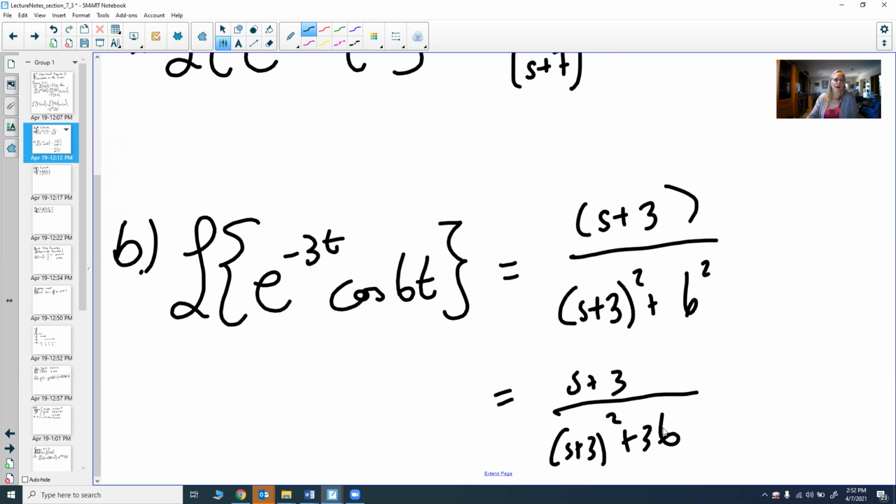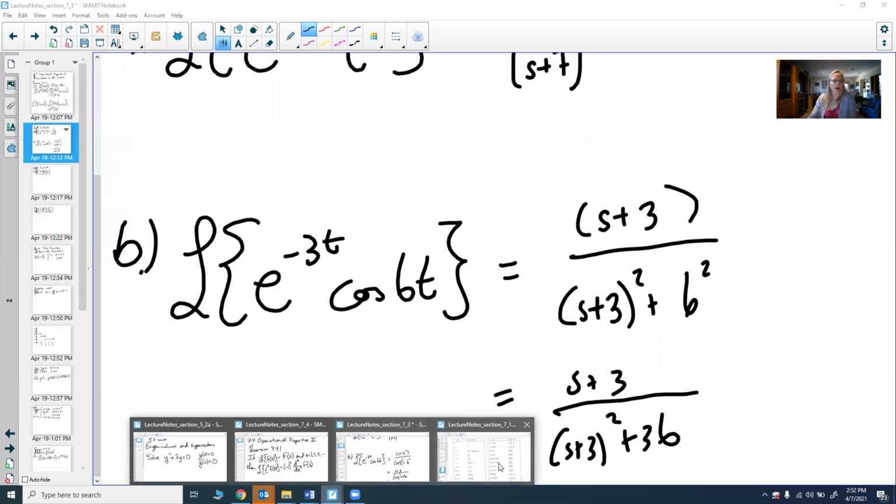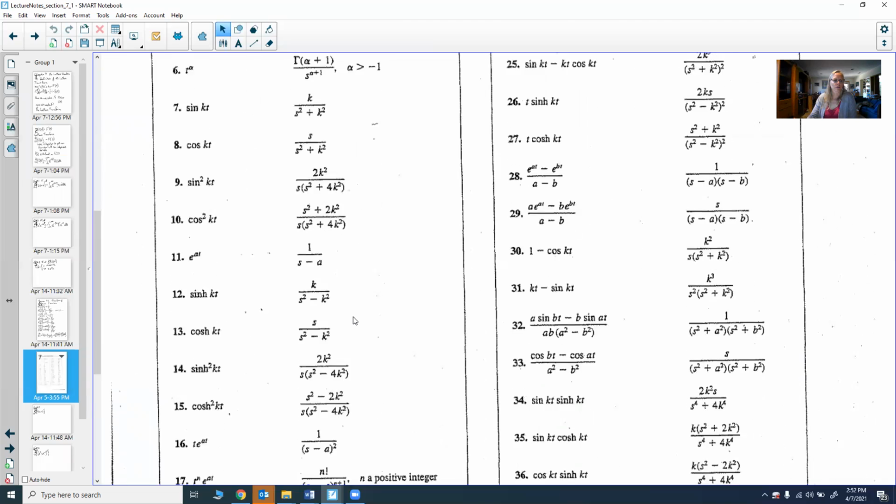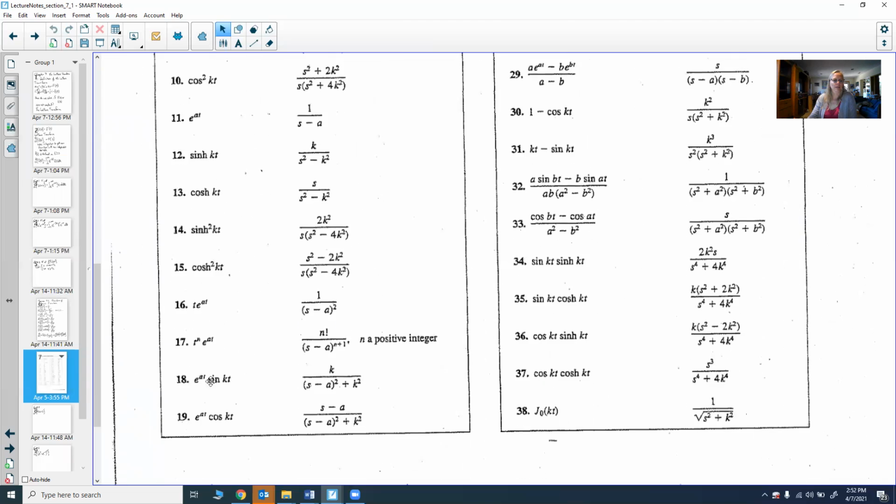Now, these translations with e to the at next to it are very, very important. You're going to find that in a lot of your Laplace transforms, they're actually already there. If you look down here in your list, you're going to see there actually is an e to the at cosine of kt, and it tells you what it equals. There also happens to be a t to the n e to the at, and it tells you how it translates. So these have become very useful to us, and they usually are on your Laplace transform table.